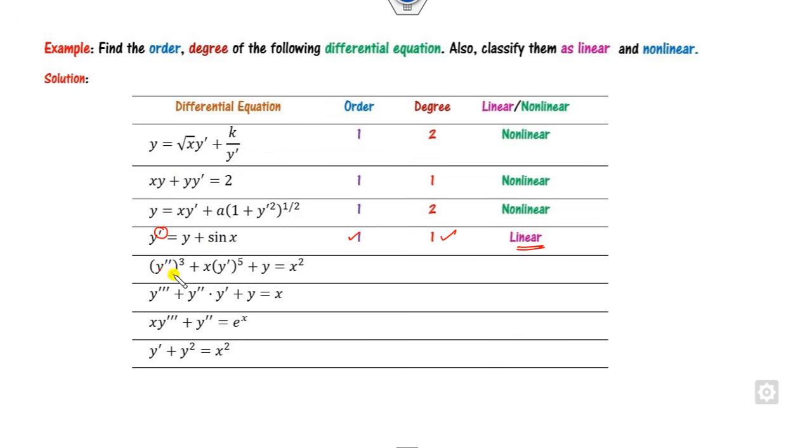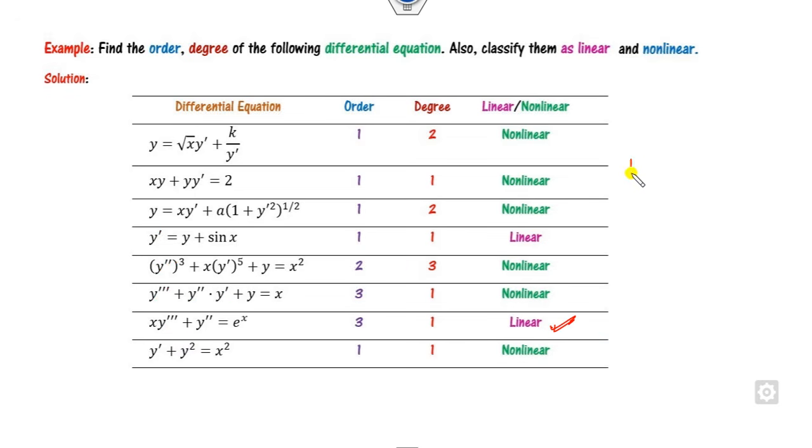Look at that. The highest derivative order is my 2, degree 3, so it's a 3. It's a non-linear. Order is 3, degree 1, but because of these two terms which are in the product form, it is a non-linear. In this case, order is my 3, degree is my 1, and there is no term which is in the product form, so it is my linear. Look at this one. The order is 1, degree is also 1, but because of this y square, it's a non-linear. So it means that only this is my linear, the rest are all non-linear.